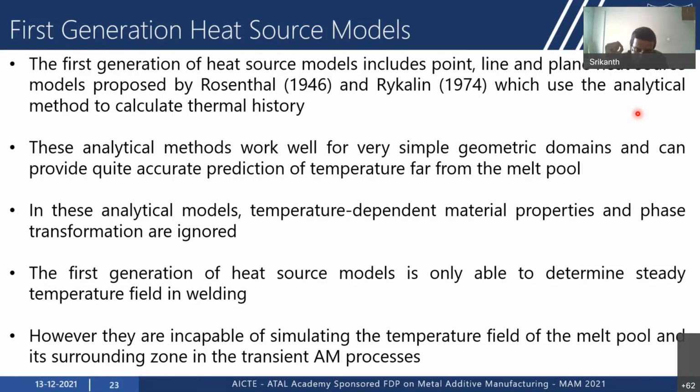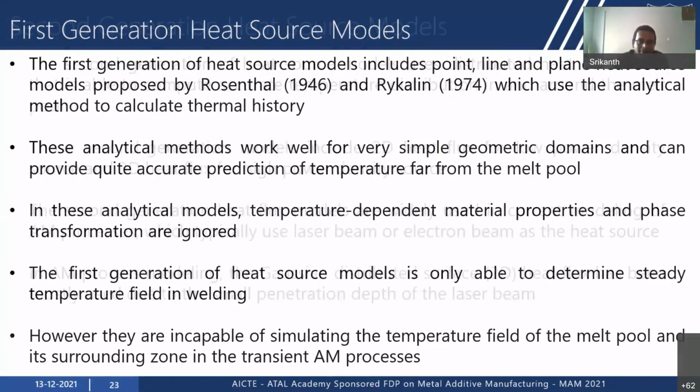So the first generation of heat source models that I've just discussed, the Rosenthal solution and Raiklin solution, are only able to determine the steady state temperature field in welding. Now, when these heat source models are applied for AM, we need to understand that they may not be capable of simulating the transient temperature field of the melt pool in the AM process.